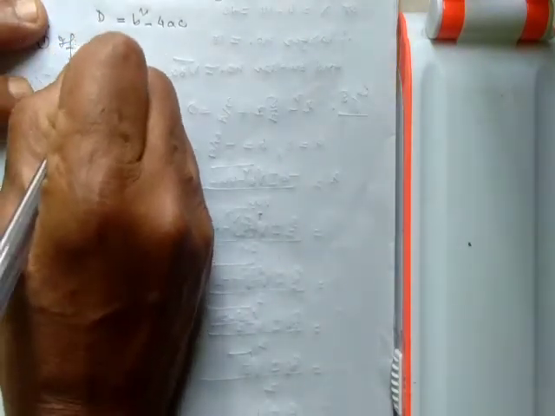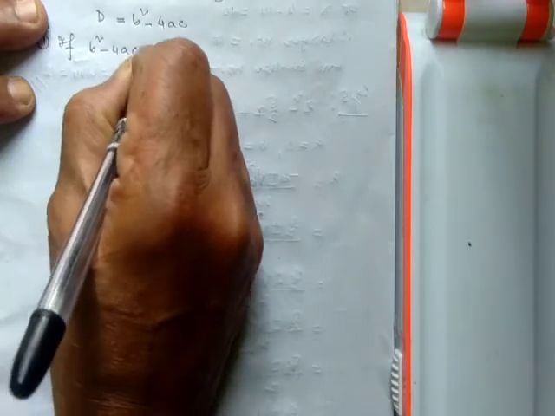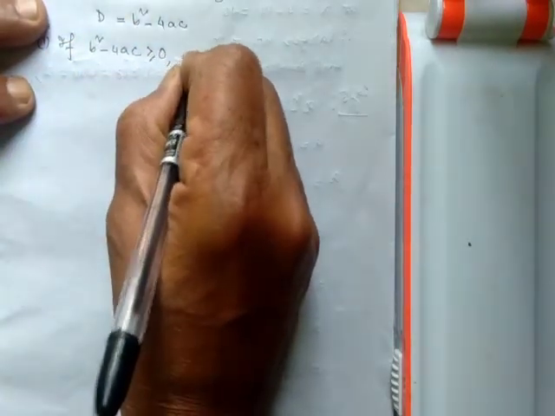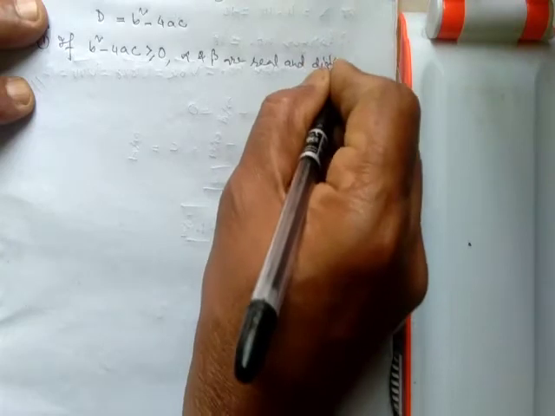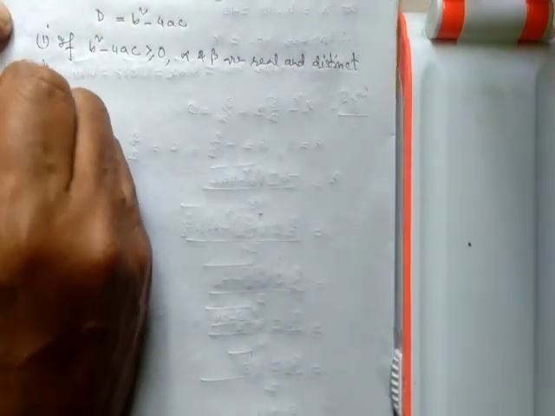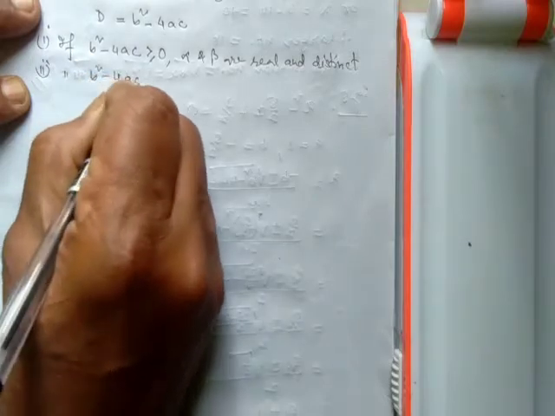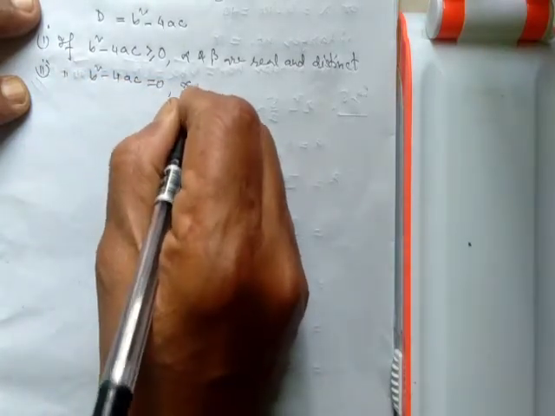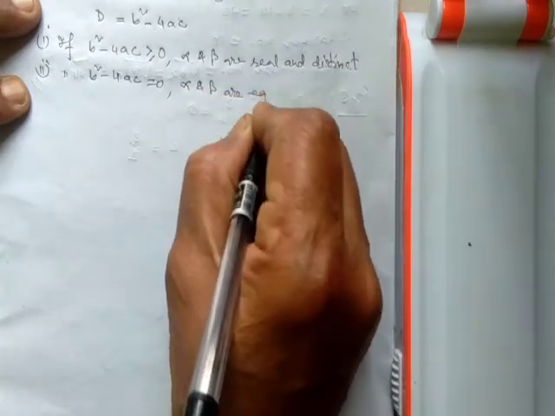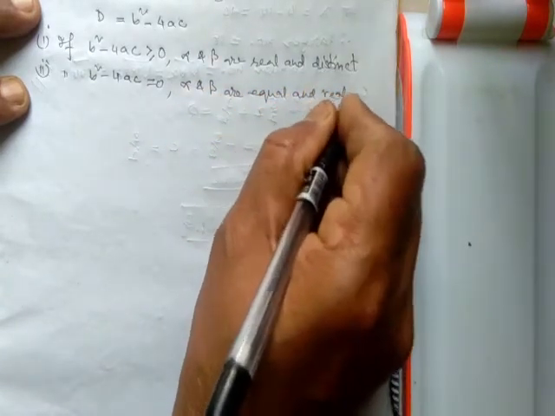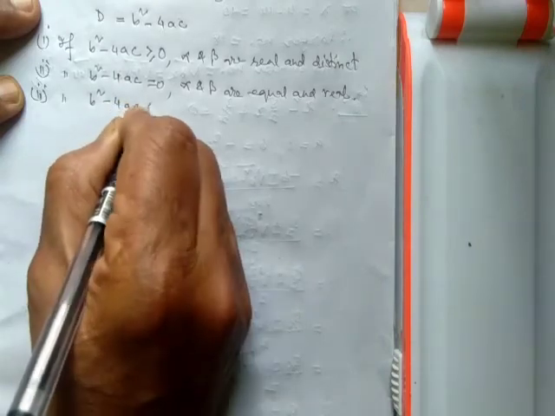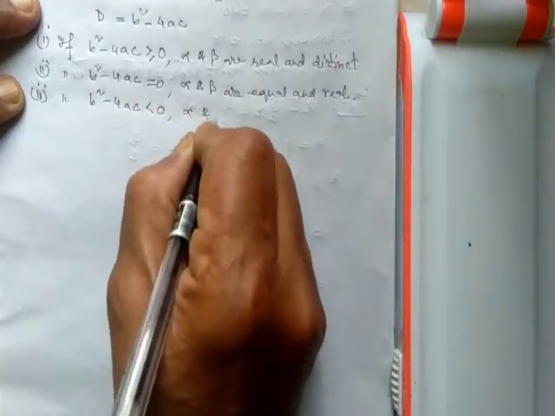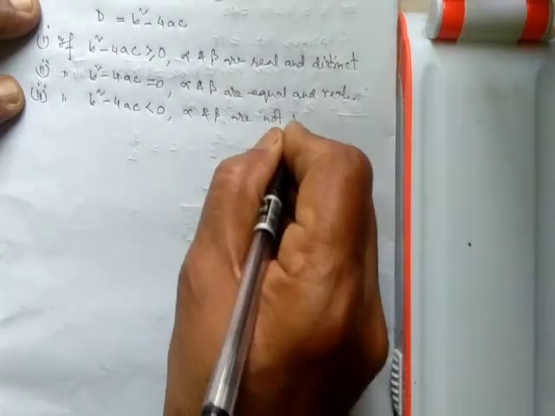If b square minus 4ac is greater than 0, the two roots alpha and beta are real and distinct. If b square minus 4ac is equal to 0, the two roots alpha and beta are equal and real. If b square minus 4ac is less than 0, alpha and beta roots are not real.